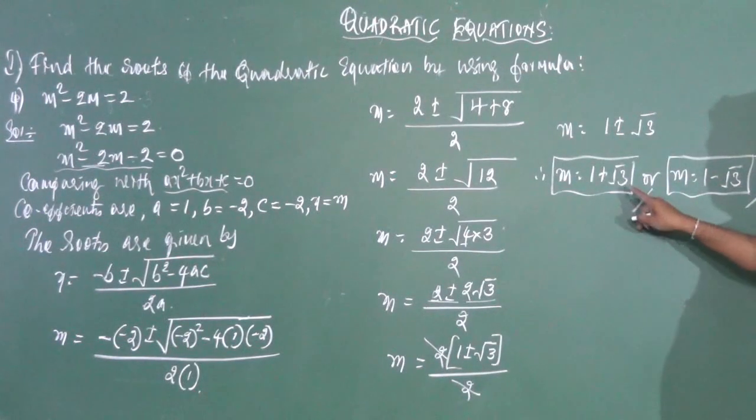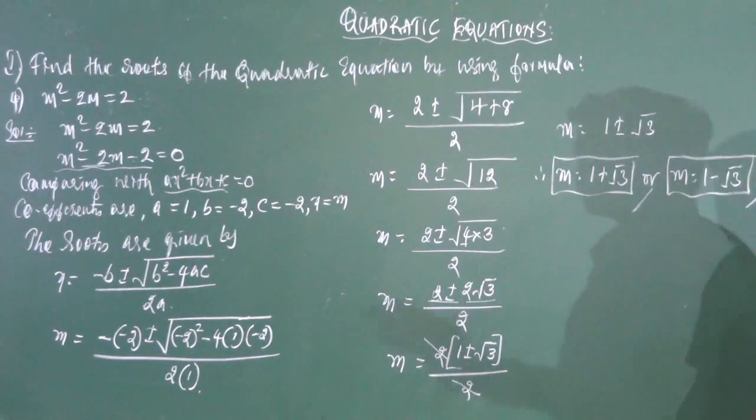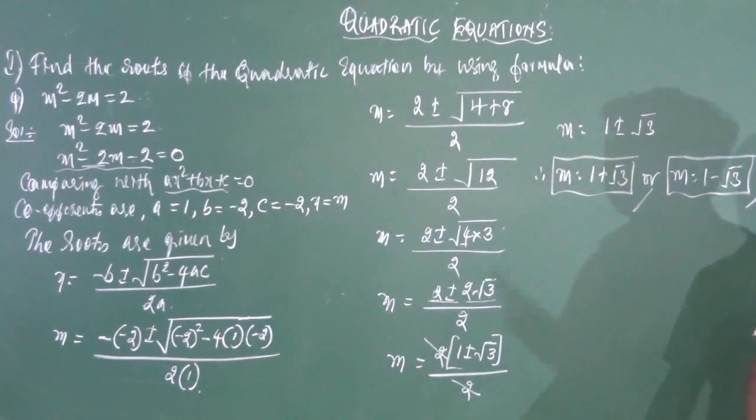So here we can see irrational numbers inside the roots, therefore these roots are called irrational roots. So that quadratic equation has irrational roots. Right.